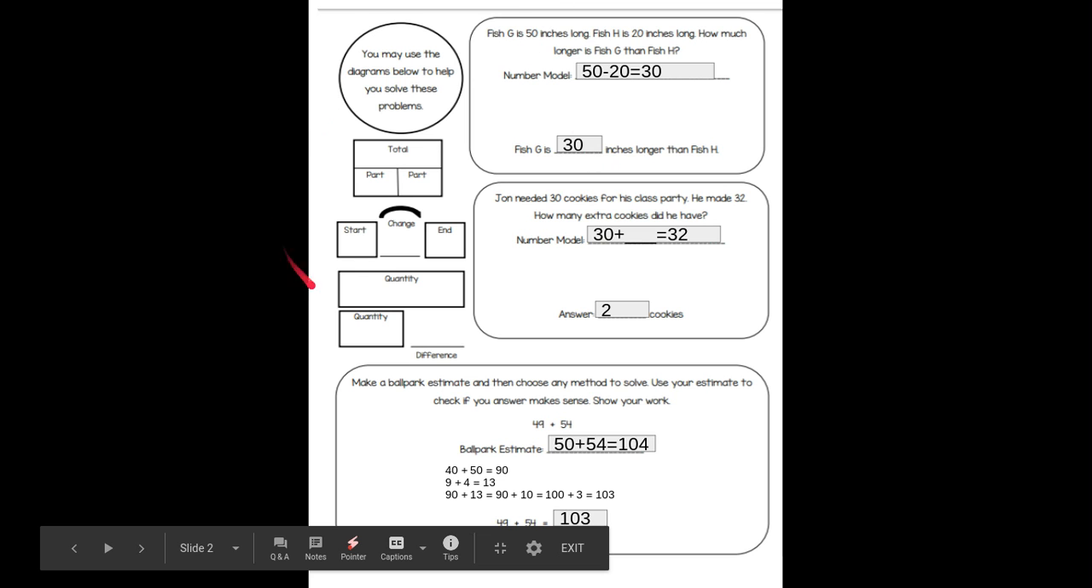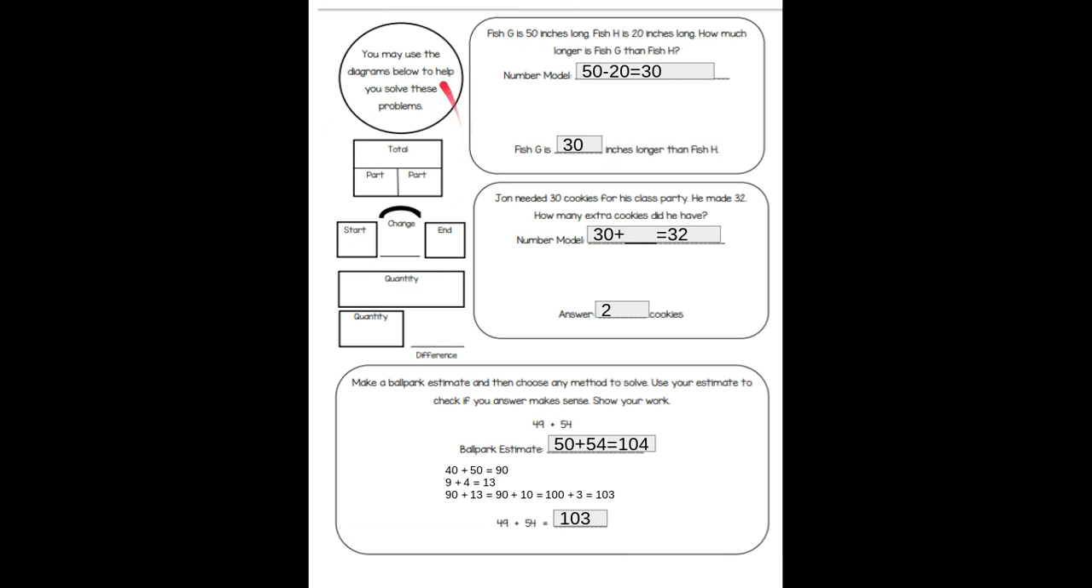All right, so now here, you did not have to fill in any of these. These were just reminding you of the different diagrams we could use. Part, total, start, change, end, quantity, difference. Here we have a number story about some fish. Fish G is 50 inches long. Fish H is 20 inches long. How much longer is fish G than fish H?